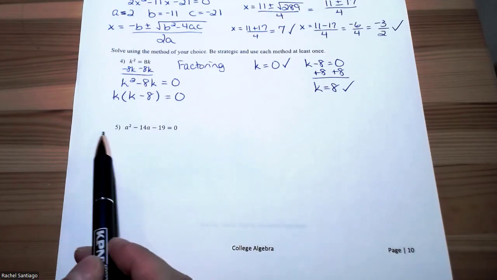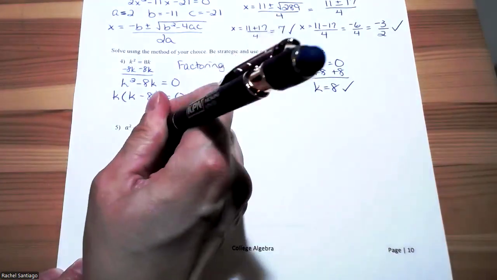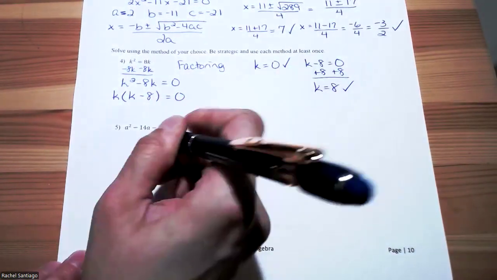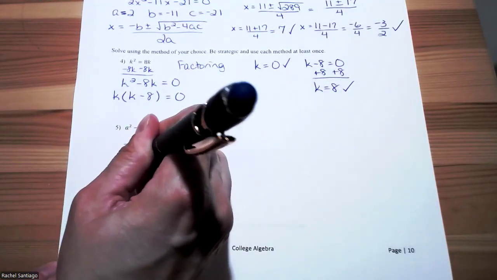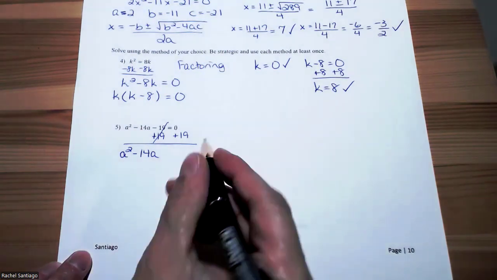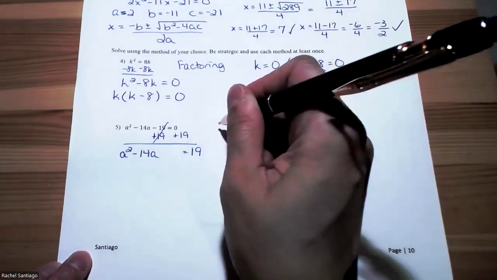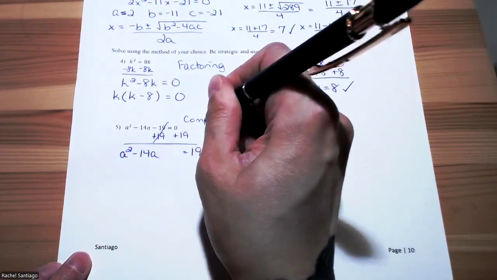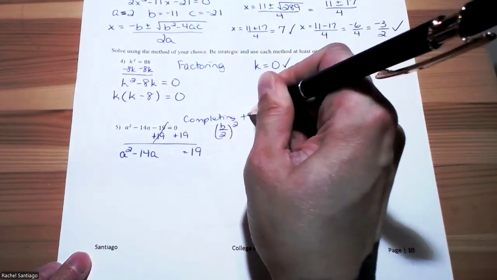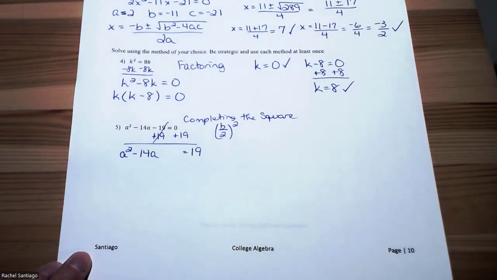For the sake of playing around with completing the square, because I actually personally enjoy it, I'm going to use that method. So let's go ahead and start by adding the 19. We bring that over. We have a squared minus 14a, leave a little gap, and that's equal to 19. We are going to take our b term, cut it in half, and then square it. Let me write here that I'm completing the square. By the way, if you use the quadratic formula, you and I will have the same result. So let's see if you end up with the same answer.